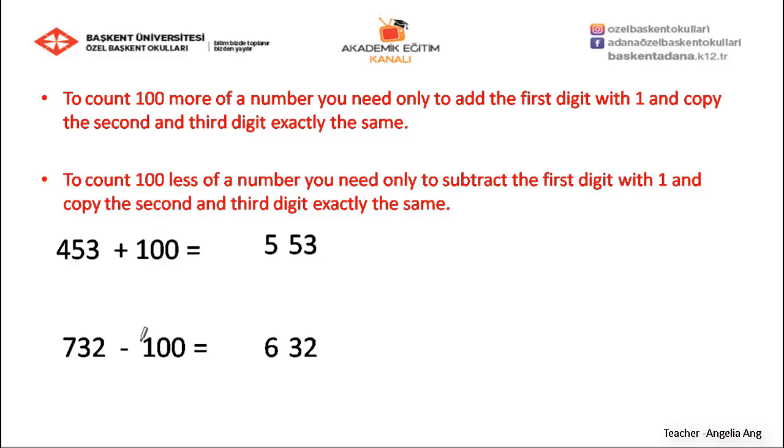To count 100 less of a number, you need only to subtract the first digit with 1 and copy the second and third digit exactly the same. Look at this example. 732 minus 100. Copy the last two digits, 32, and subtract 7 with 1 equals to 6. So the result equals to 632.